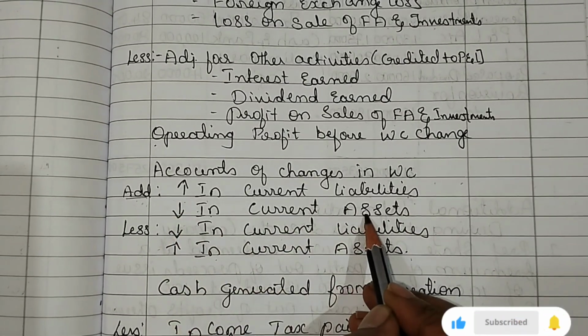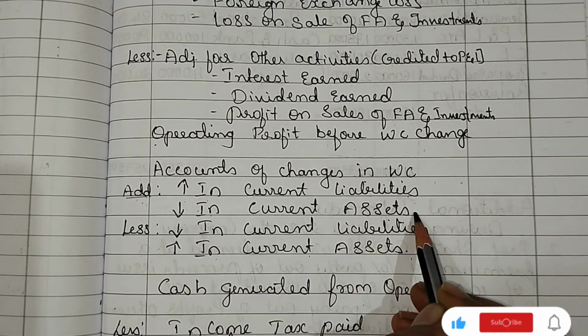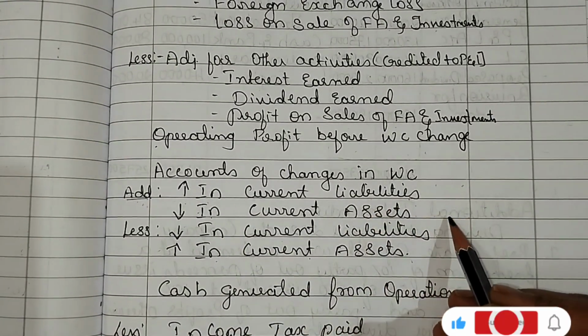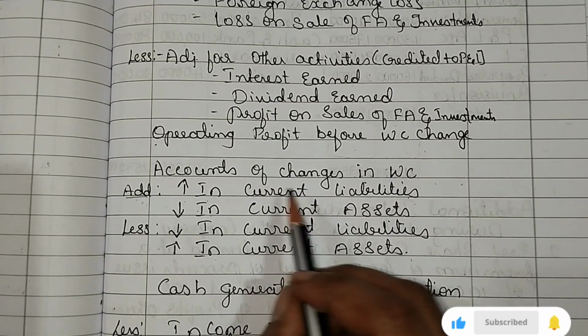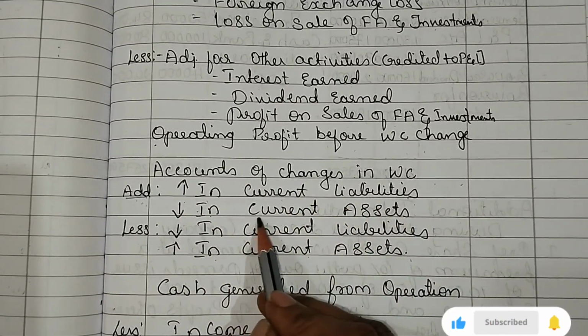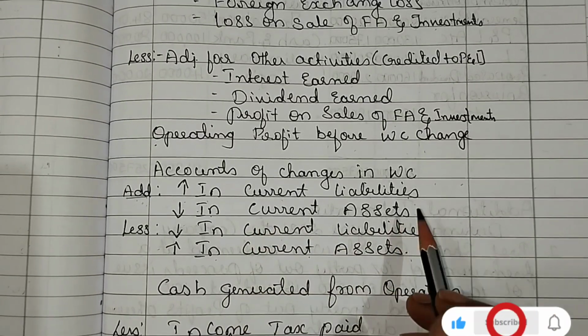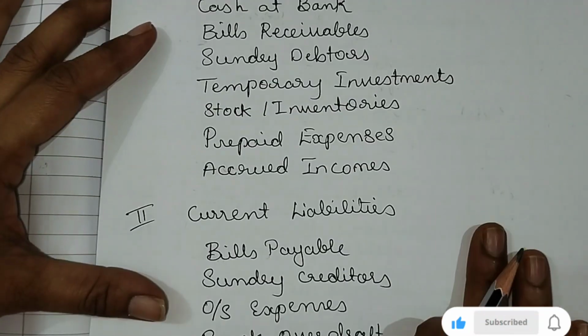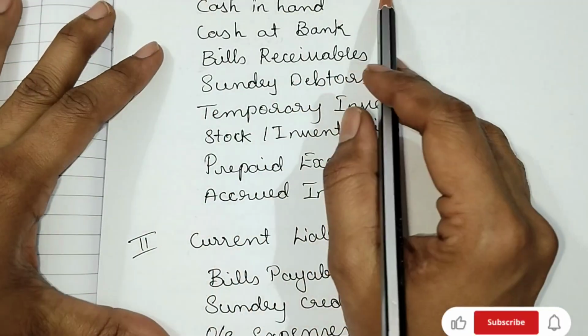Decrease in current assets, you are adding. By comparing the previous year and the current year, you are adding increase in current liabilities and decrease in current assets, which are all coming under current assets and current liabilities. See here, current assets are.